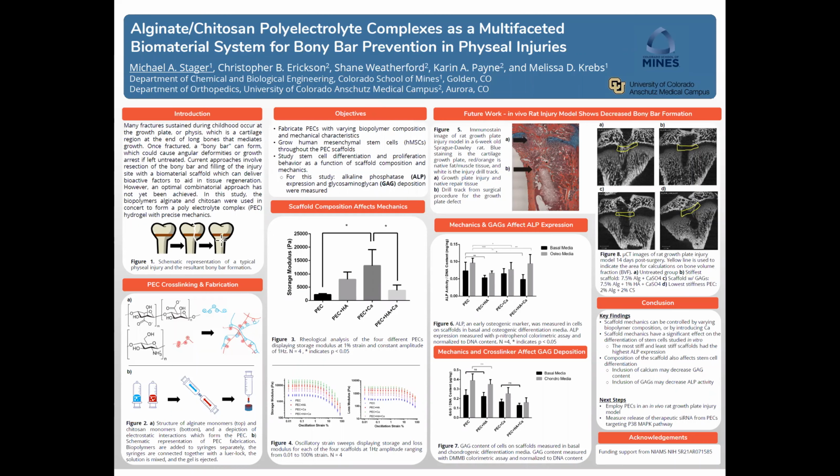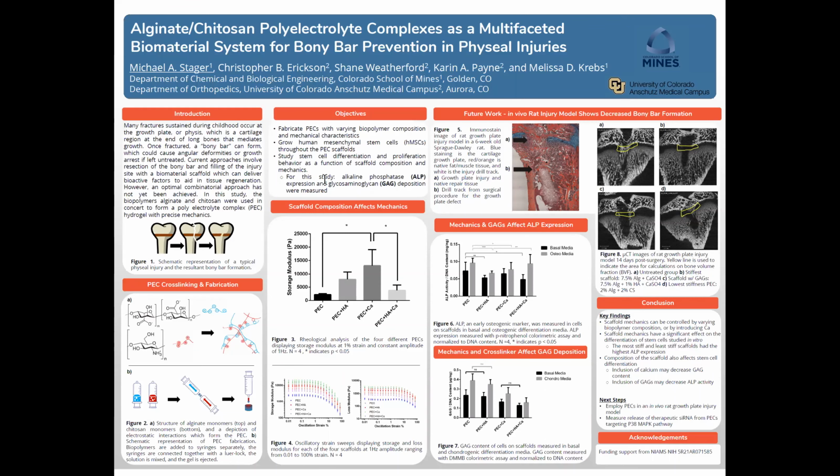Our method for treatment is using polyelectrolyte complexes, or PECs, which are depicted here in figure 2. This top monomer, alginate, has negative charges, and this bottom monomer, chitosan, has positive charges. These two polymers can form electrostatic interactions with each other to form a PEC hydrogel system.